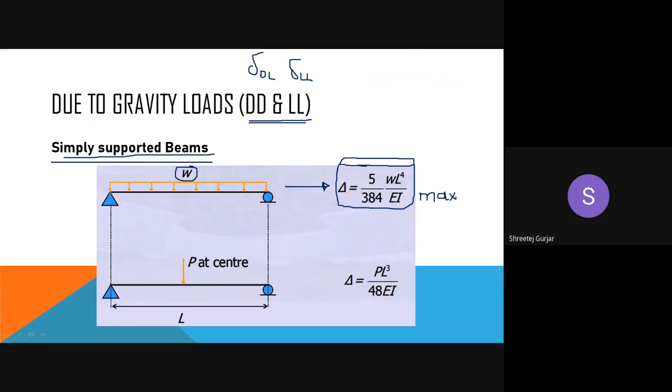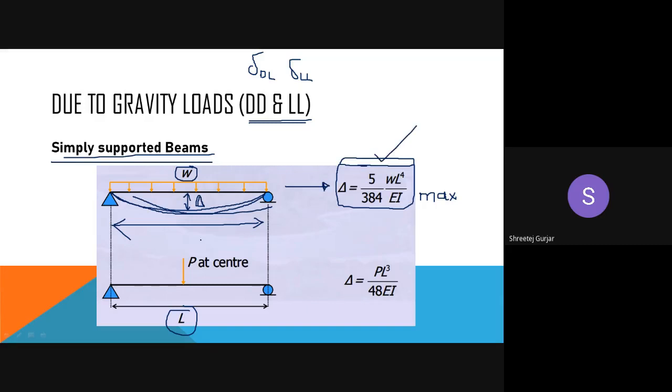This is a simply supported beam, and when you have a UDL on top of it, it will sag in this format. It will have a parabolic shape, and the maximum deflection will be at the center. So this is your delta. What is this delta equal to? Delta is equal to 5 by 384 W, which is this value W, and L is the span of your beam, divided by EI. E is the modulus of elasticity of your concrete, and I is the moment of inertia.